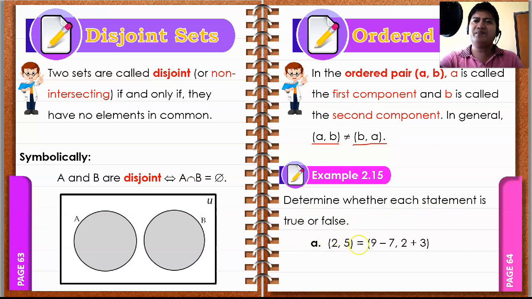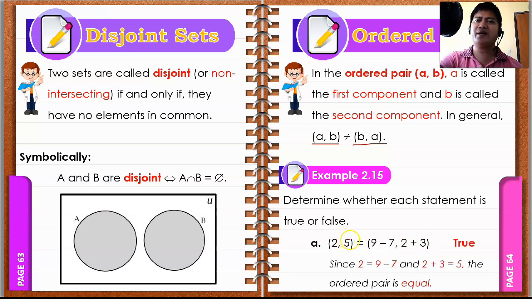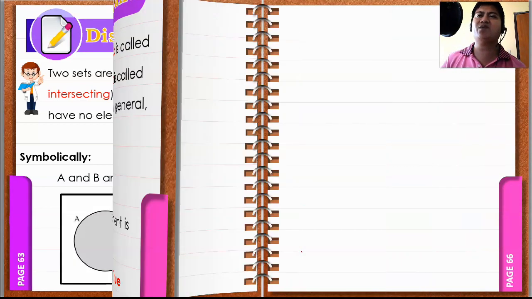So, (2, 5 plus 9 minus 7), comma 2 plus 3. This statement is true. Why? Since 2 is 9 minus 7, and 2 plus 3 is equivalent to 5, the ordered pairs are equal.